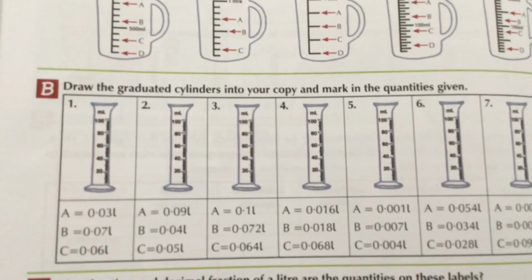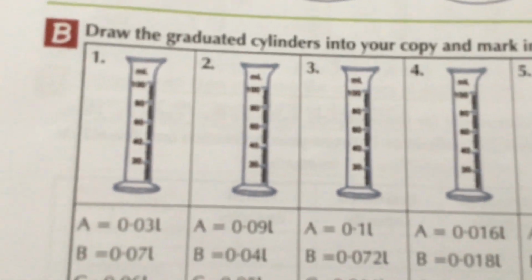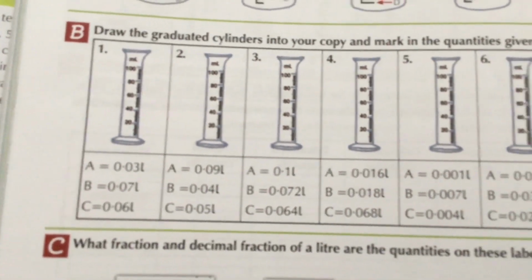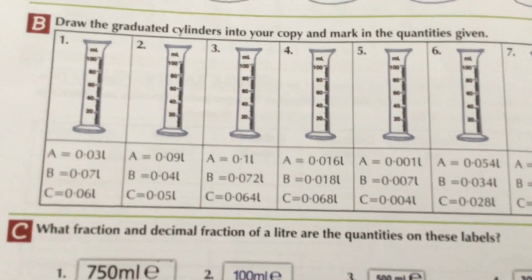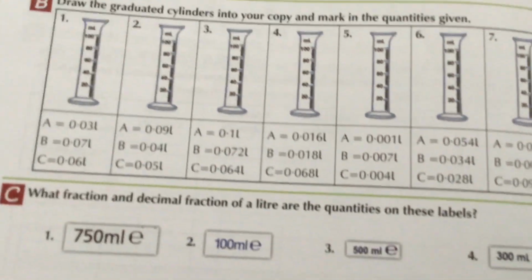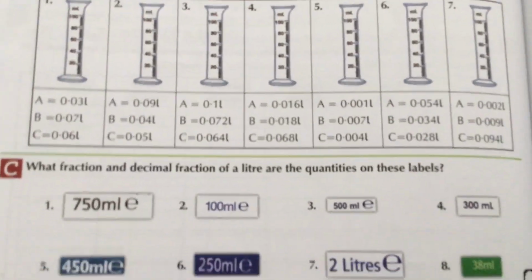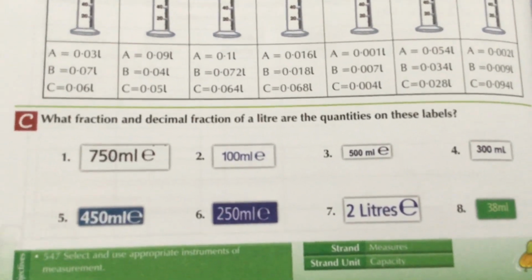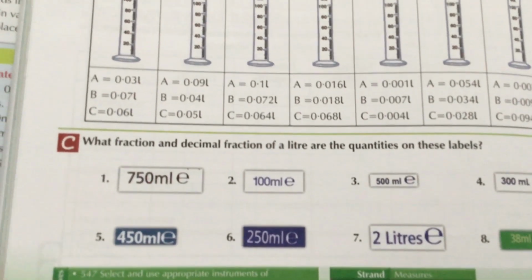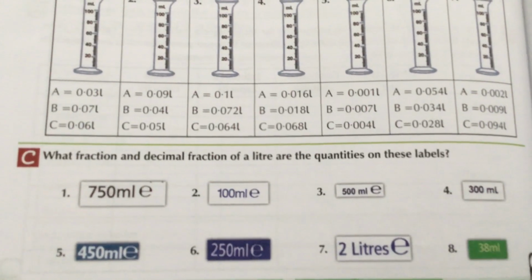Draw the graduated cylinders into your copies and mark in the quantities given. So again, our graduated cylinder is up as far as 100 mils. So you have to display A, B, C in all of them up to number 7. So the decimal fraction, as in 0.03, which is 3/100ths of the total capacity of that cylinder. There's a big hint. Okay, guys, and then finally in C, what fraction and decimal fraction of a litre are the quantities on each of these labels? So 750 out of a total of 1,000, and then you can break that down to its simplest form and then convert it to a decimal. So that's very easy to do.